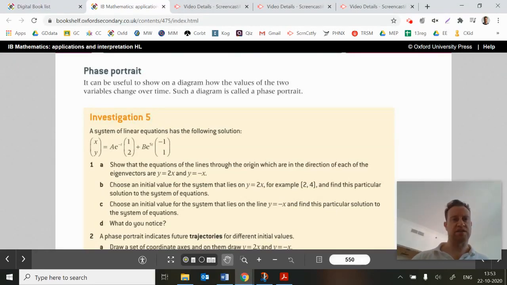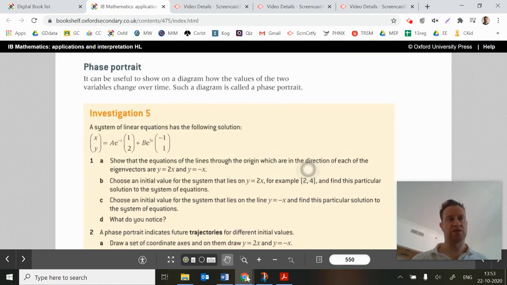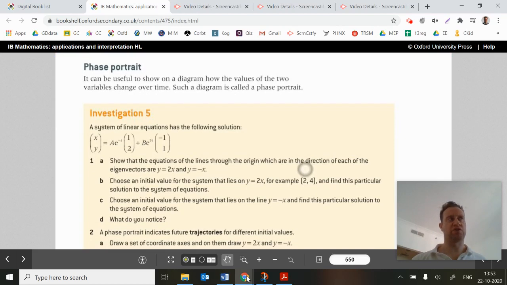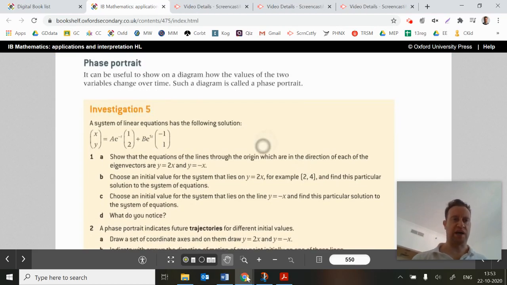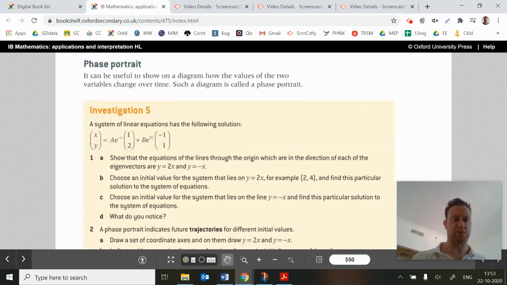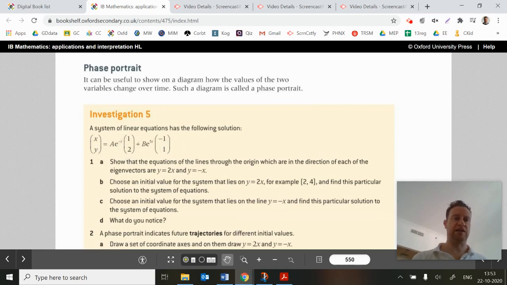Hi there, guys. So in the second part of 12F, they talk about phase portraits. And these are a little bit like slope fields, apart from they show you what happens to X and Y over time. So if we have this system of linear equations here, and we have a solution to this already, then if you put in an initial point, you can see what happens to that initial point over time.